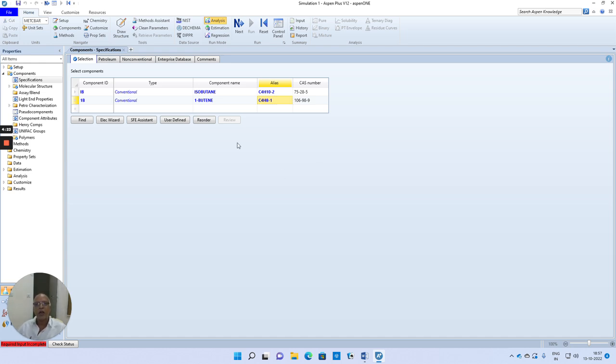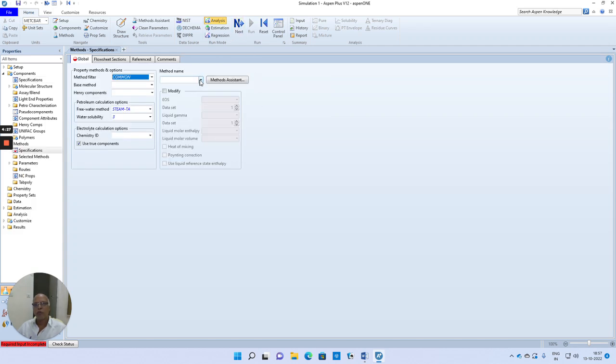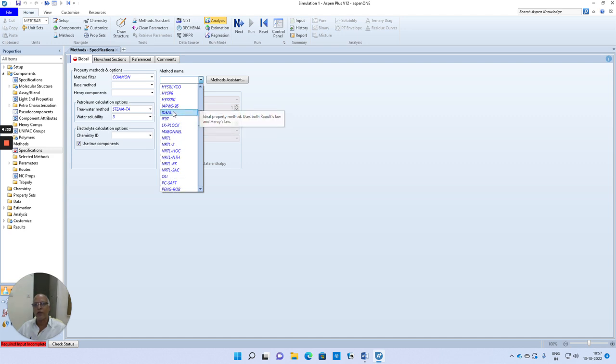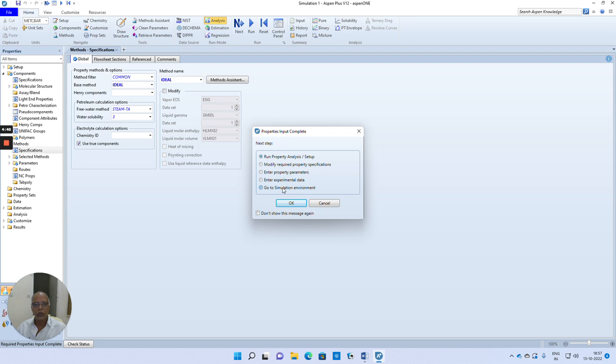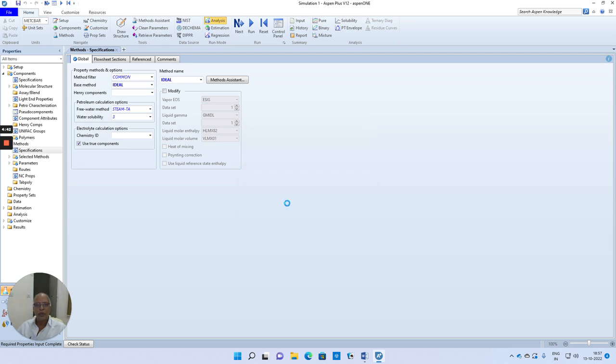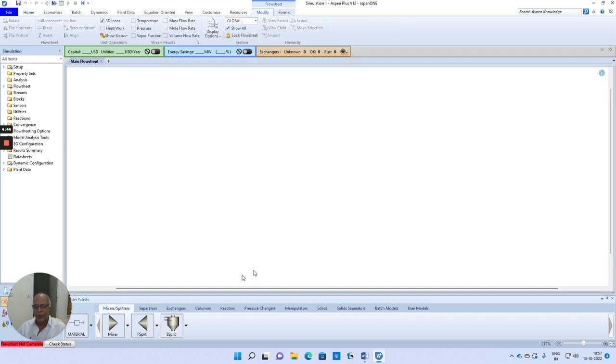So having defined the components, you go to the next input step. So choose a property model. As I am interested in solving a simple mass balance problem, the property model also is not going to affect your results. So I am selecting an ideal property model. Go to the next input screen, choose the simulation environment and create your flow sheet as depicted in the problem.